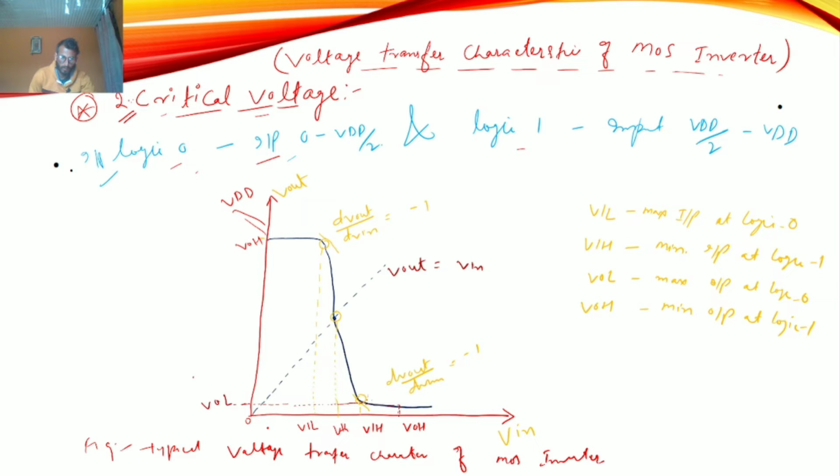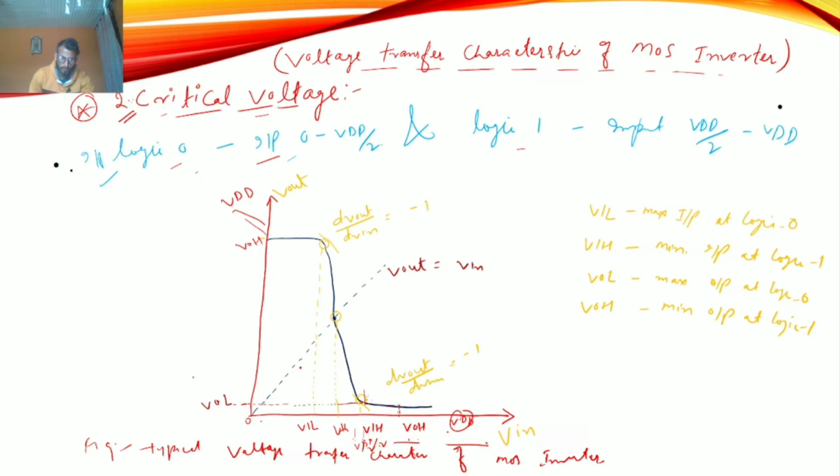Here is VDD by 2, in the middle of this. So when the input varies between 0 to VDD by 2, at that point the logic is 0, and when it varies from VDD by 2 to VDD, from this point to this point, the input has logic 1. So, let's come to the critical points.